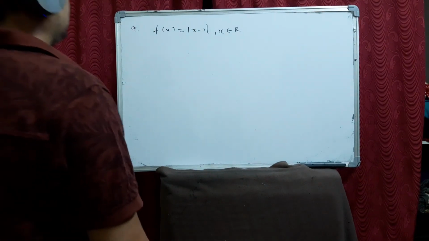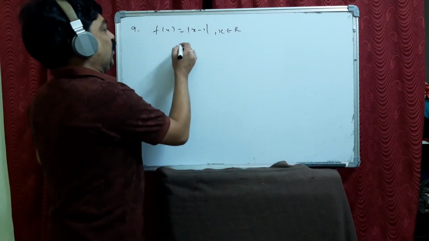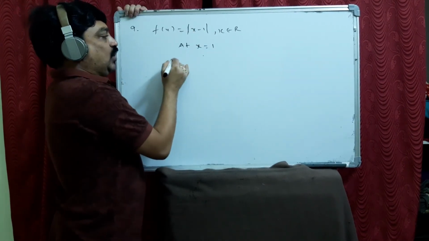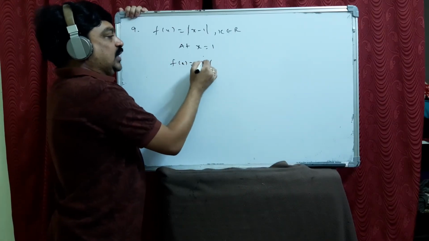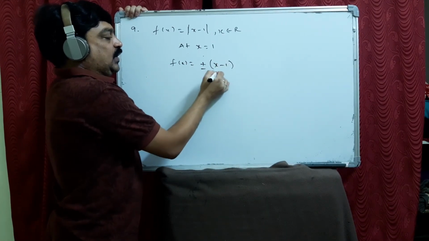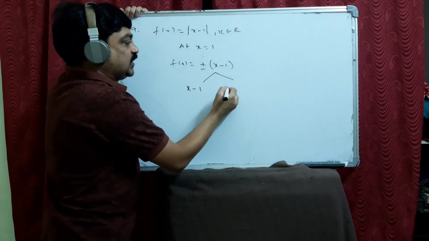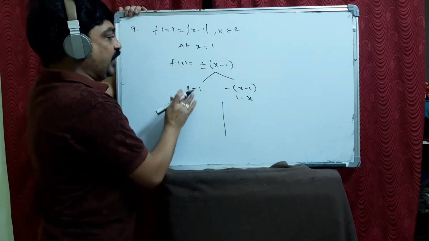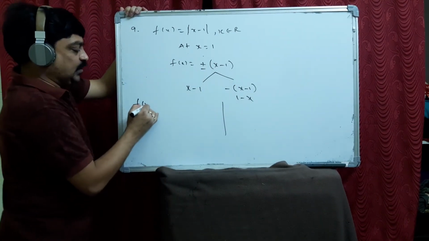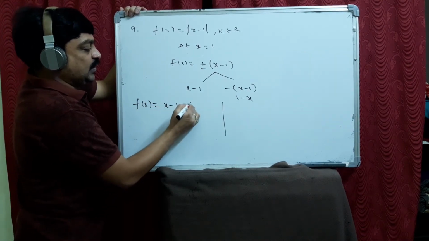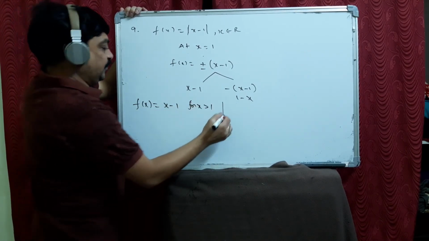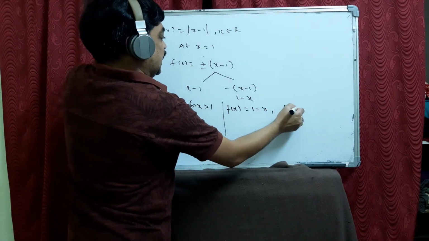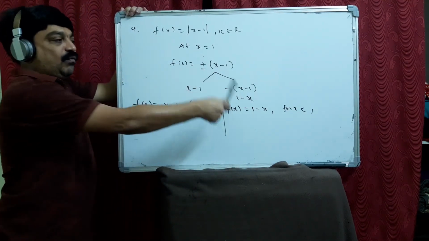See, in the ninth question we are asked to check the differentiability at x equal to 1. So what do we do? Whenever we have a modulus function, when you release the modulus, it becomes plus or minus. Once it becomes x minus 1, once it becomes minus of x minus 1, that is 1 minus x. So f(x) equals x minus 1 for values of x greater than 1, and f(x) equals 1 minus x for values of x less than 1. That is the left limit of 1 and the right limit of 1.